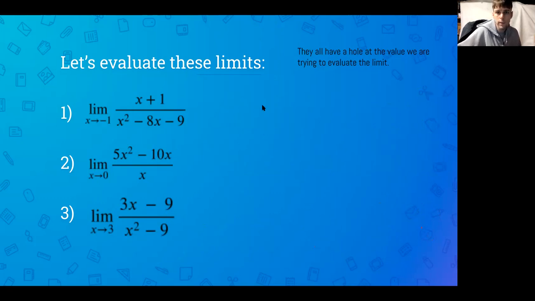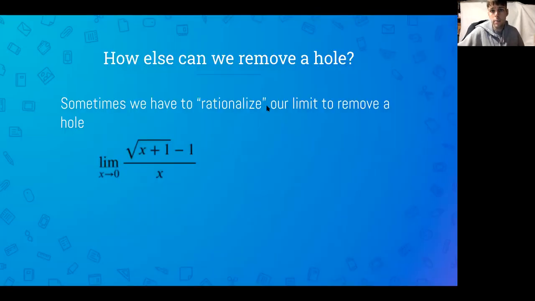All right, let's go ahead and take a look at some other things we can do. Sometimes it's not so obvious. Sometimes we can remove a hole by doing what's called rationalizing. So rationalizing usually means to remove radicals from either the numerator or denominator of a function. Usually we're talking about the denominator, but in this case, it can be wherever we want.